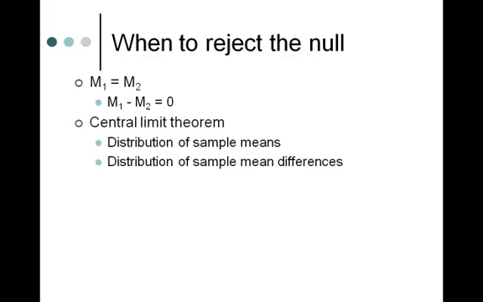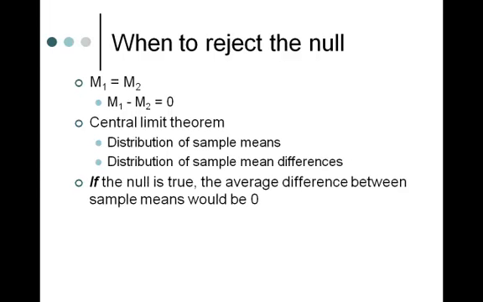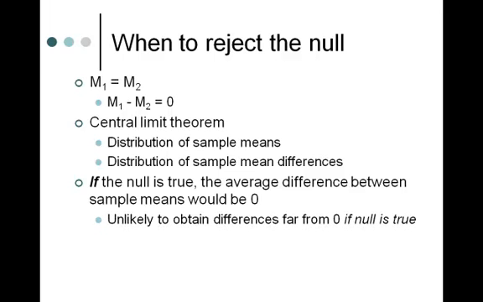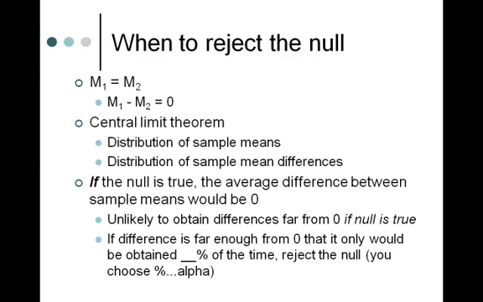Sometimes it would be more, sometimes it would be less. But there would be a normal distribution of those differences if I did the study an infinite number of times. So again, if the null is true, the average difference between sample means would be 0. So that means that I'm unlikely to obtain differences far from 0 if the null is true. Now, if the difference is far enough from 0, it would only be obtained X percentage of the time.